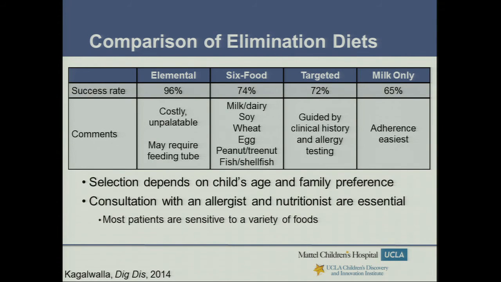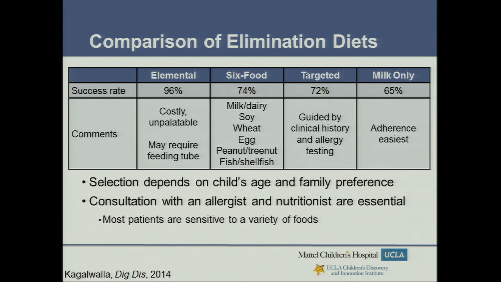So with this in mind, we end up having 4 different choices for food dietary therapy in terms of elimination diets. The most stringent diet would be a completely elemental diet, which is successful at least 96% of the time, perhaps more often than that. But this is very costly and unpalatable. Patients have to essentially go on formula-only diets. And because these formulas don't taste very good, most of these patients require feeding tubes.